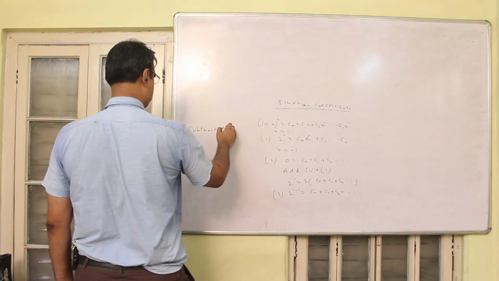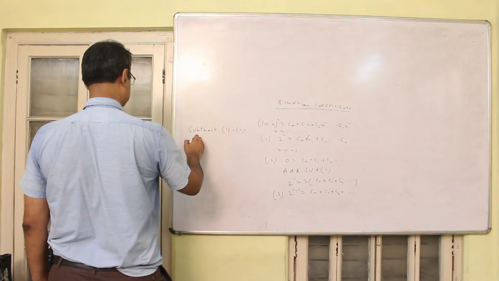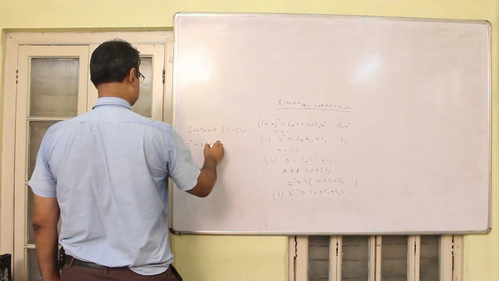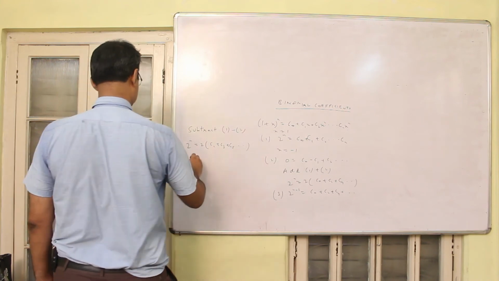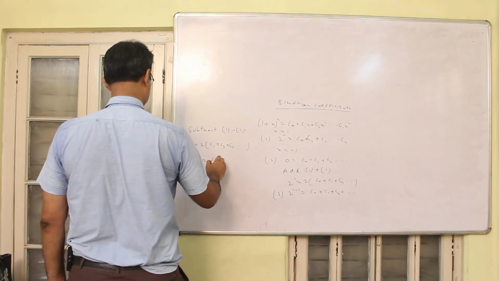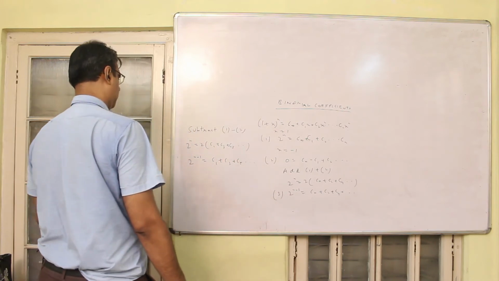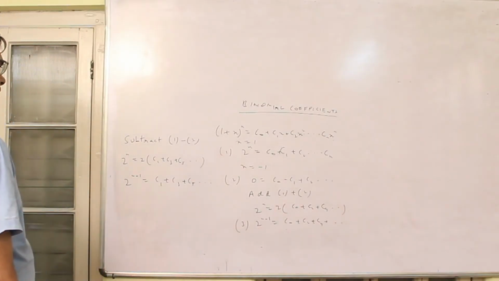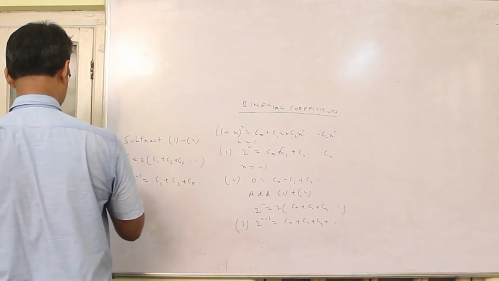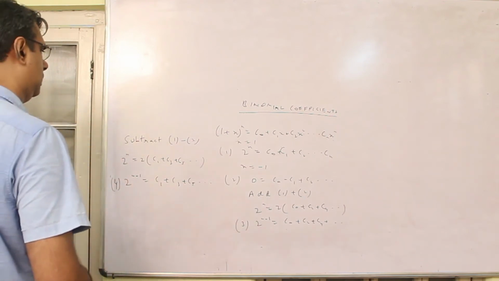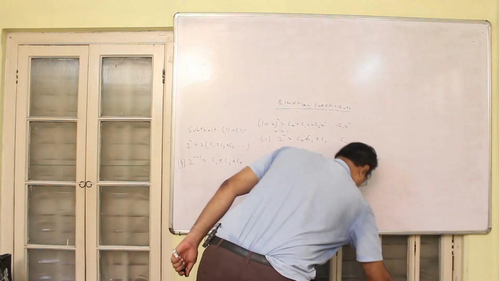Now suppose you subtract 1 and 2. Then you will get this. So 2 to the power n minus 1 will be c1 plus c3 plus c5, etc. So you can call this as number 4. So these are the first 4 results, 1, 2, 3, 4, of binomial coefficients.